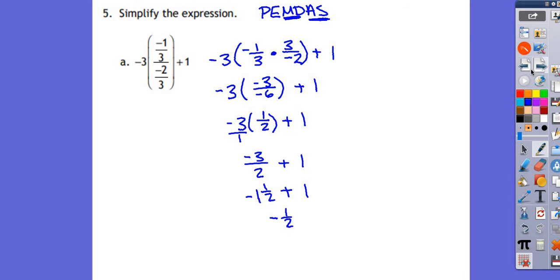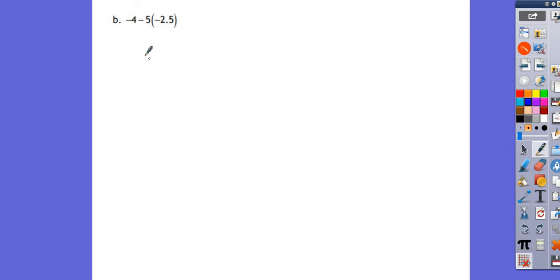Okay, let's take a look at B. I see parentheses, but there's no work inside the parentheses. I don't see any exponents. I do notice that I have this subtraction, then we always change subtraction to addition, so I'm just going to go ahead and rewrite this. Notice it really still looks the same. I haven't changed the problem any. This means the same thing.